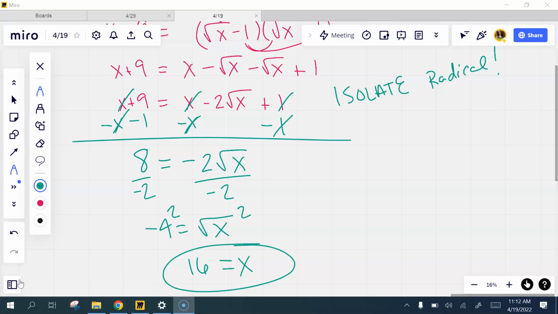So I'm back to a one radical situation. When you get yourself back to the situation where there's only one radical, get that one radical by itself. And so that's exactly what I did. I moved everything that wasn't hooked to the radical. So I subtracted x and subtracted 1. Conveniently enough, the x's canceled. So I had 8 equals negative 2 times the square root of x. So the radical is still not by itself. Whenever I divided by negative 2 on both sides, the radical did end up by itself. And I was able to just raise both sides to the second power to eliminate it.